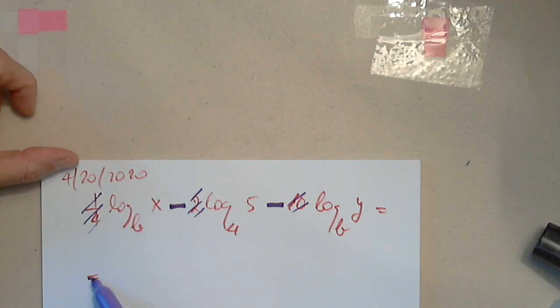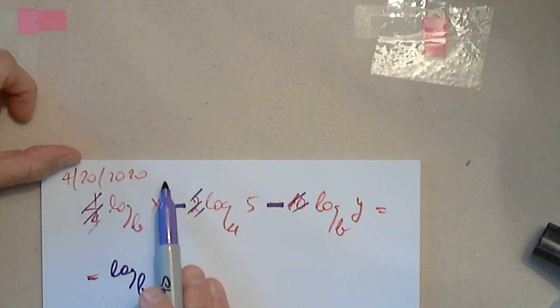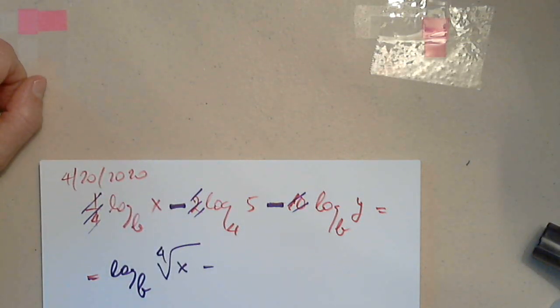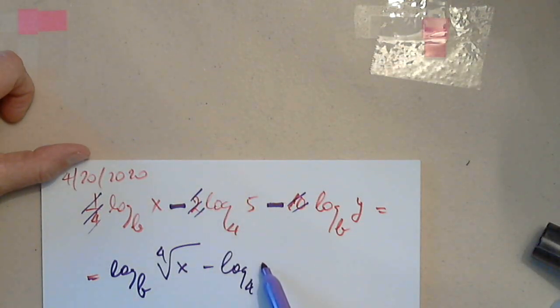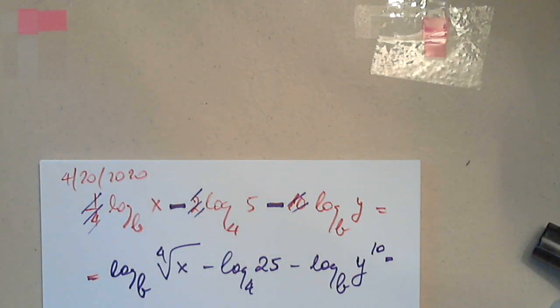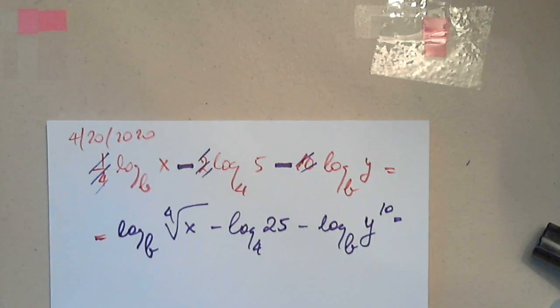What does 1/4 mean? Log base b of the power, so that would be the 4th root of x. Minus, now power 2, log base b of 5 squared, 25. Minus log base b of y to the 10th. We have to apply the power rule first. We have no choice here. And now it's all set.